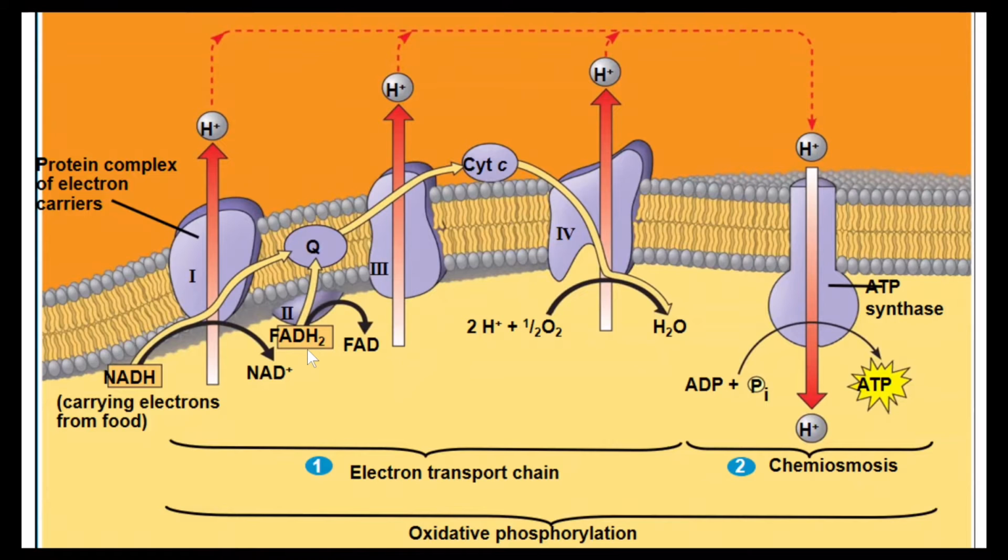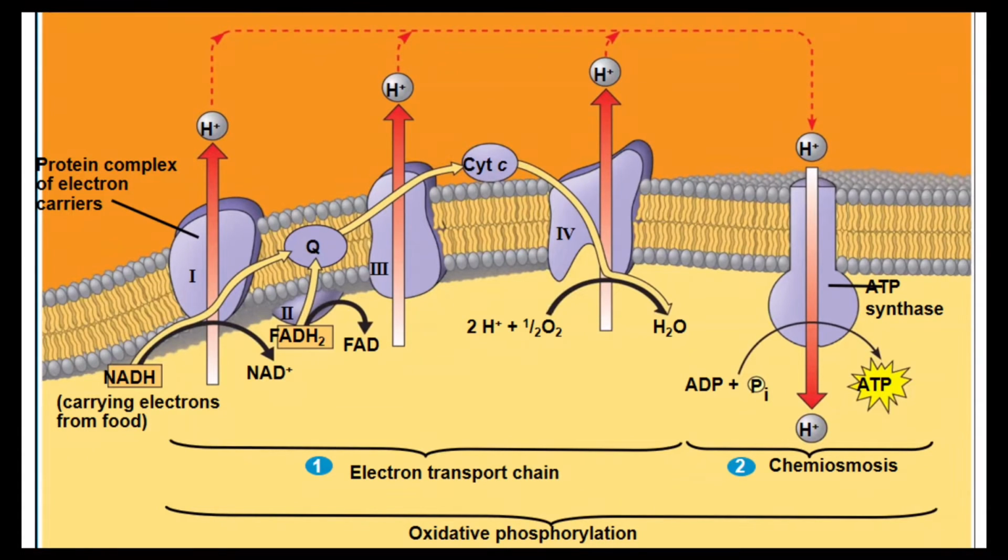In the second complex, another electron donor, FADH2, gives up its hydrogen ions and is oxidized to FAD. So the donated electrons in complex 1 and 2 are now transferred to coenzyme Q, and coenzyme Q becomes reduced. After that, the electrons flow from coenzyme Q to complex 3, so Q becomes oxidized and complex 3 becomes reduced, since Q is giving and complex 3 is receiving or gaining the electrons. Then the electrons in complex 3 flow to cytochrome C. Complex 3 is oxidized, cytochrome C is reduced.